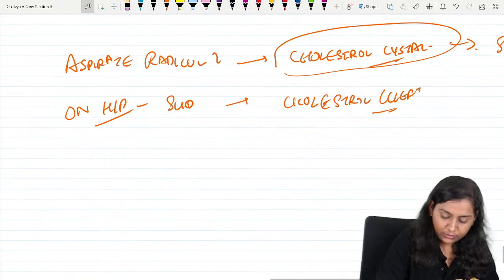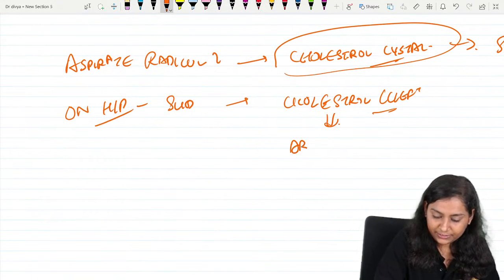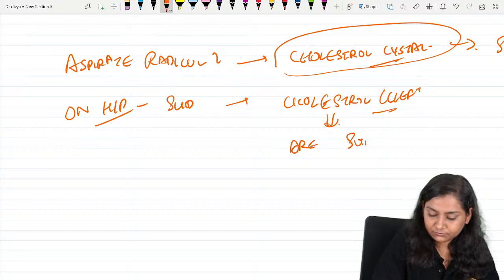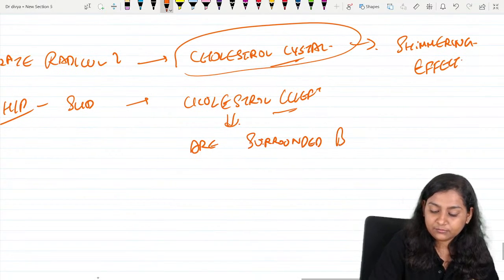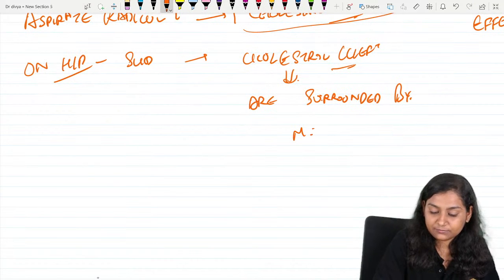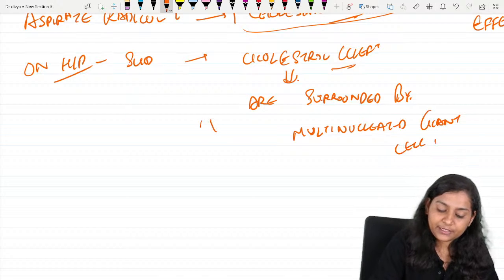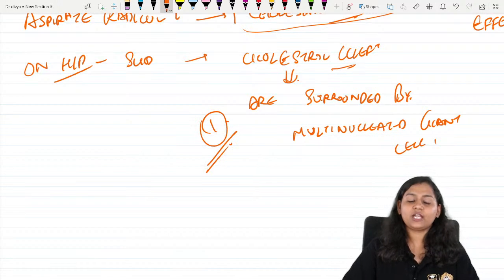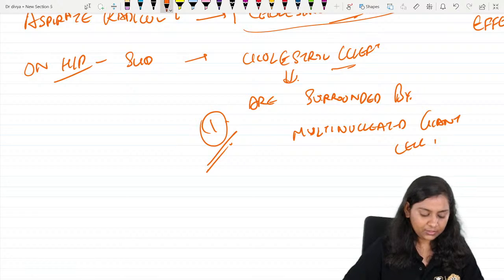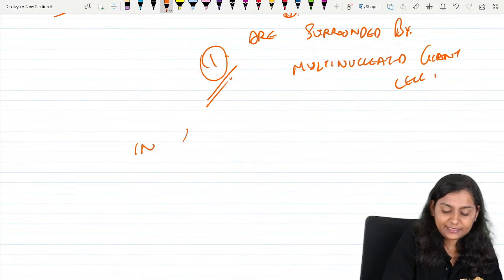So on histopath, cholesterol clefts are surrounded by multinucleated giant cells. Okay, now just make it as point number 1 that multinucleated giant cells are also seen in this. Now the other histopath, in the lining epithelium.